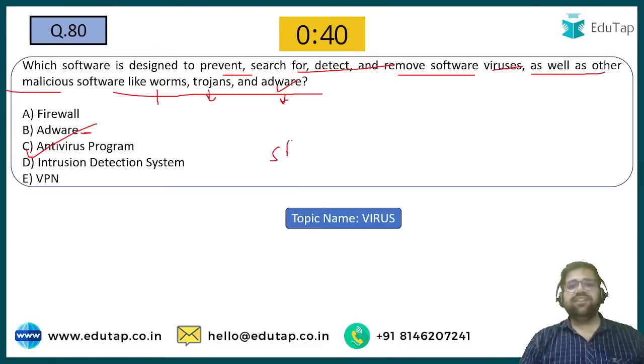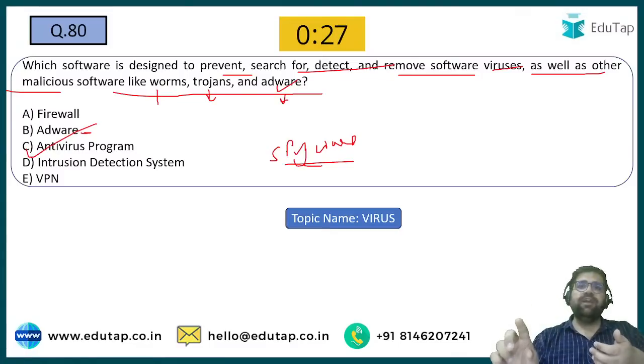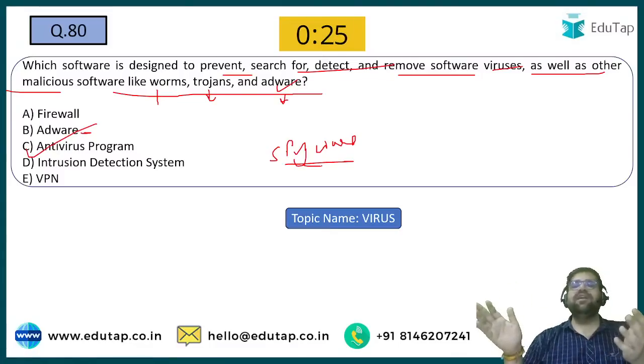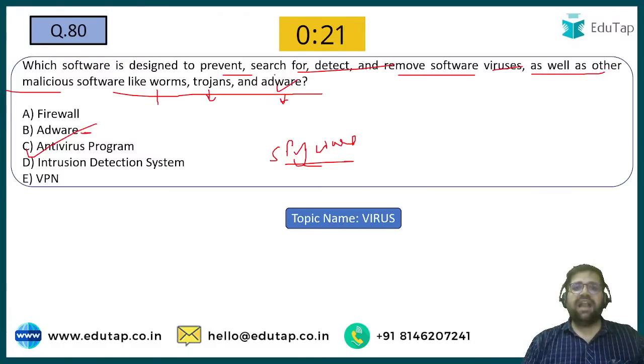There is one concept which is spyware also. So adware is nothing. If you are seeing different ads on your browser or certain websites, those ads can be affected by viruses. Basically, once you click on that particular ad, you will be directed to some other page and that other page is nothing. It is just the virus. Okay, so adware done, trojan done, worms done, firewall.